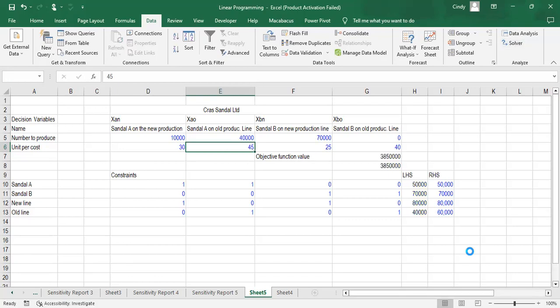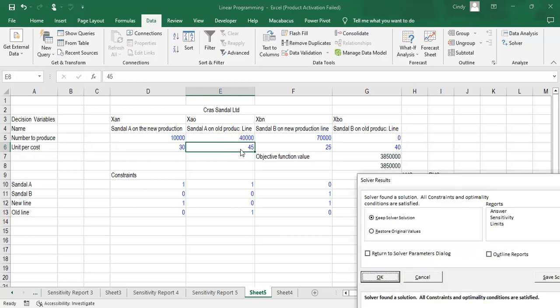So you see, when we change it to 40, we got 40,000. But when it was 50, it was 0, right? So this had a reduced cost of 5, telling us that foregoing some of this objective coefficient is going to give it access to a final value that is greater than 0. So that is what the reduced cost is all about. Okay, so don't be confused.